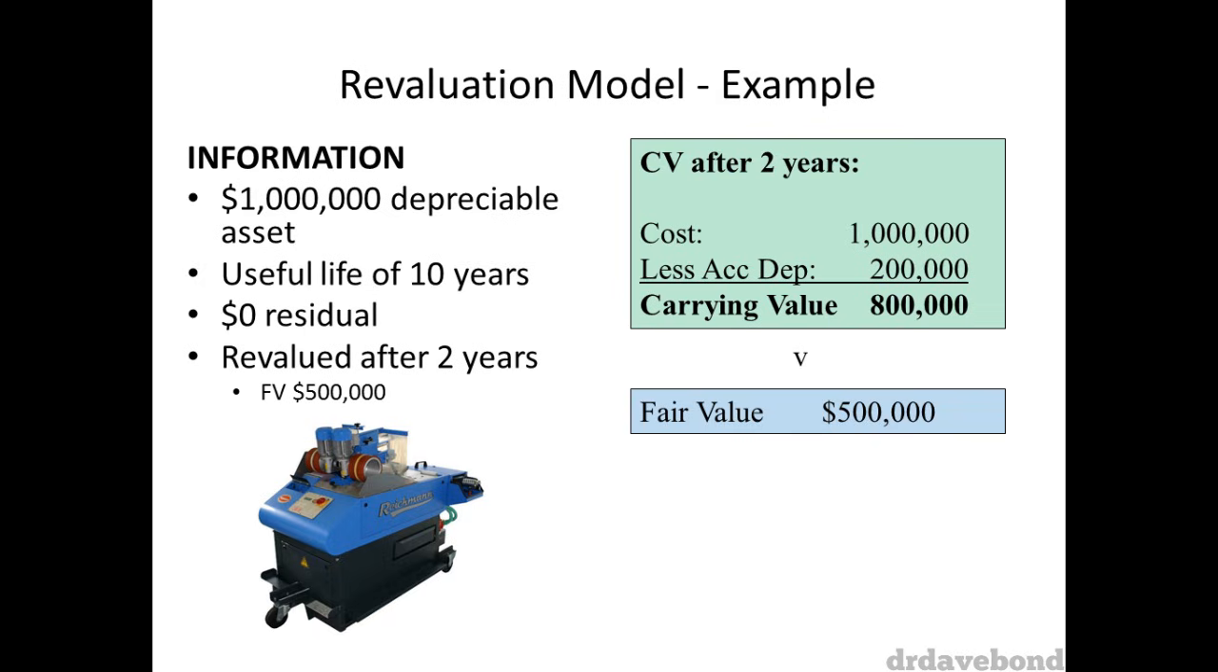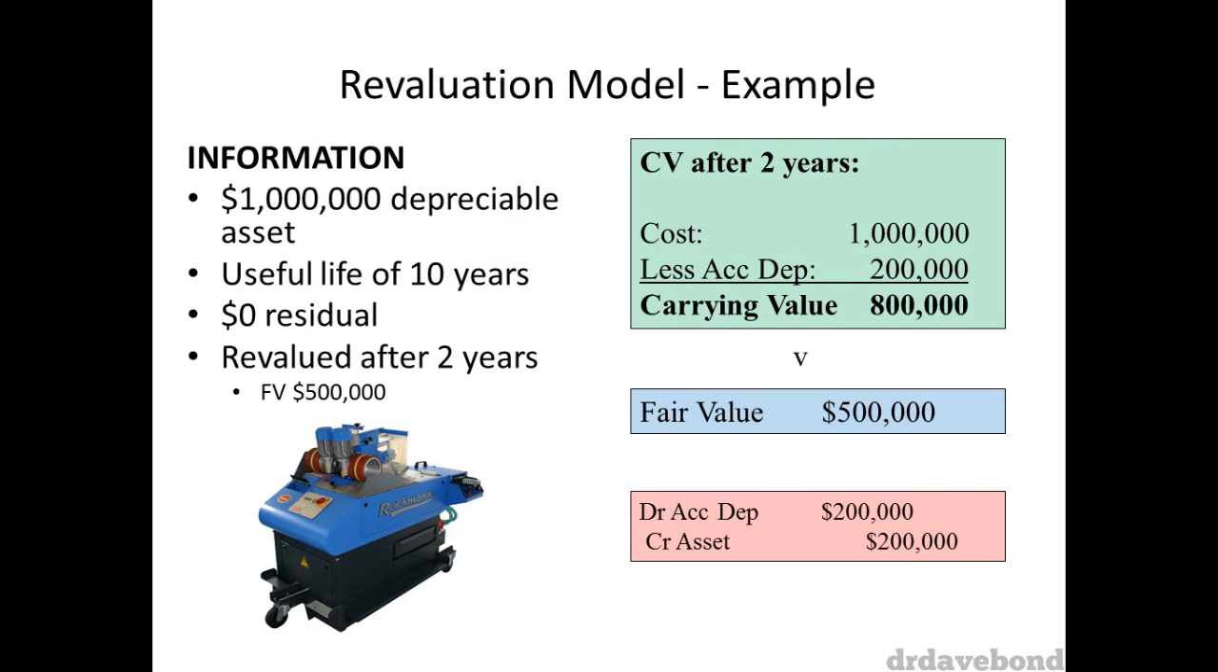Before the entry for the revaluation is made, accumulated depreciation is cleared out. You do this by debiting accumulated depreciation and crediting asset, the balance of accumulated depreciation. This doesn't alter the balance sheet, but just makes the asset account easier to work with. Then debit loss $300,000 and credit asset $300,000.